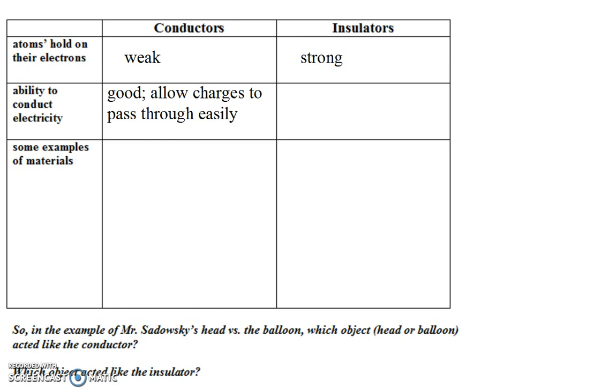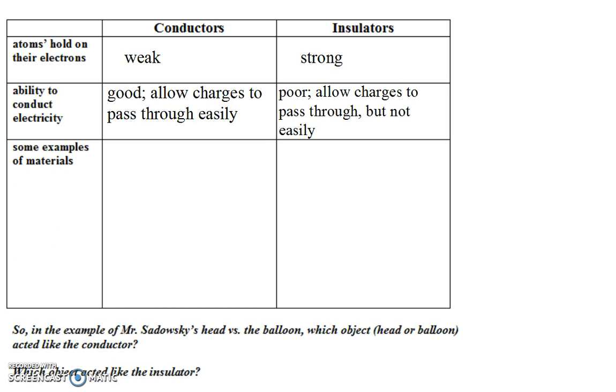Now, a lot of people say insulators don't conduct electricity. That's not really true. We really say insulators have a poor ability to conduct. All that really means is that they do allow charges to pass through, but it's not easy. It takes effort if you want to make it happen. It's not a natural sort of thing.